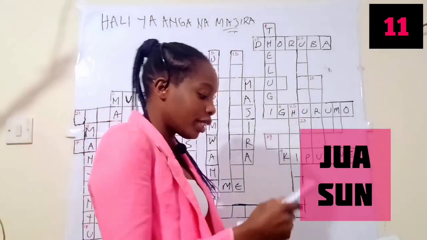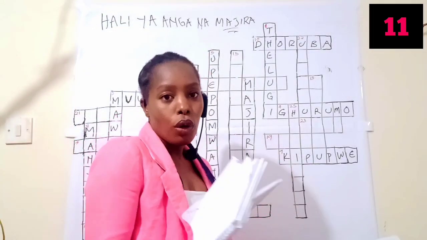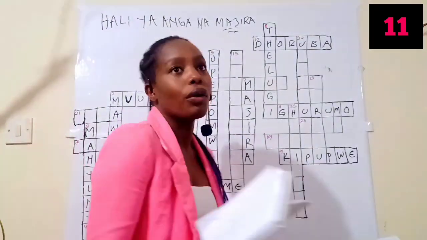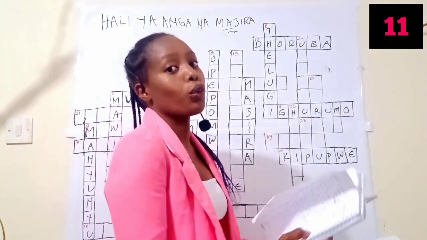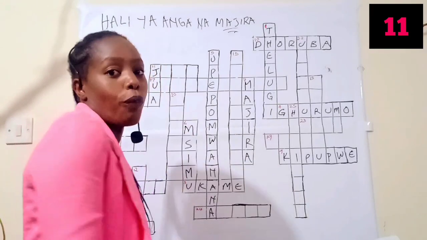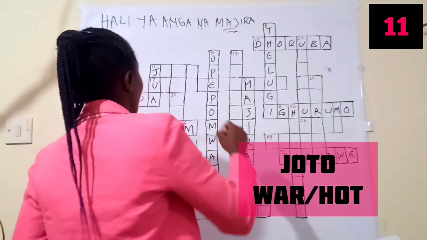Then let's do number 11 across. Number 11 across is how to say warm or hot. Hot or warm is joto. It's hot. Ni joto. Hot. So joto.